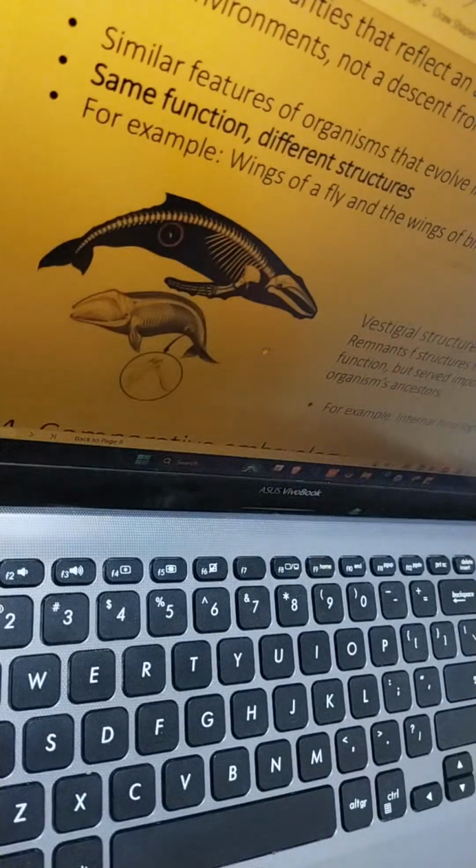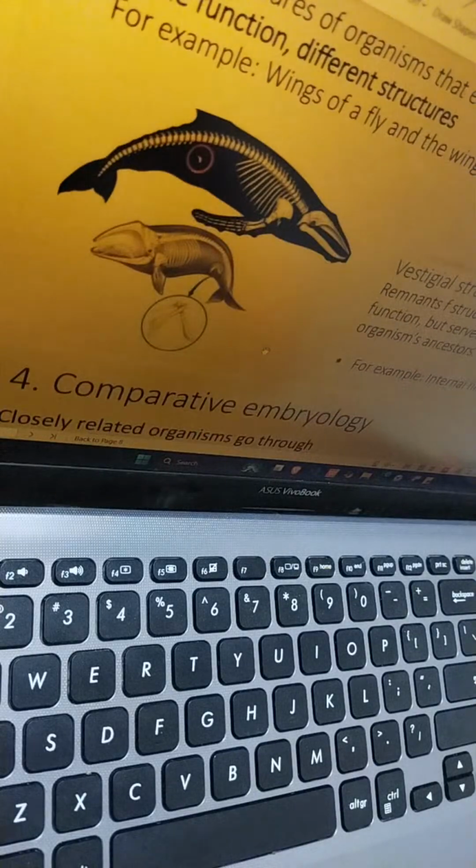Vestigial structures are remnant structures that are reduced in size and function but served important functions in the organism's ancestors. For example, internal hind leg bones in whales.